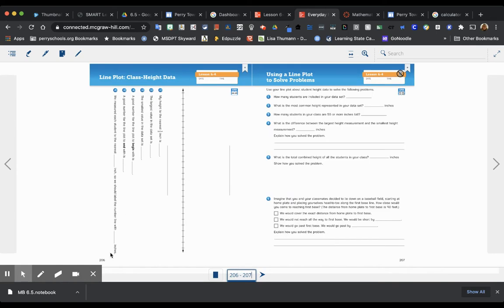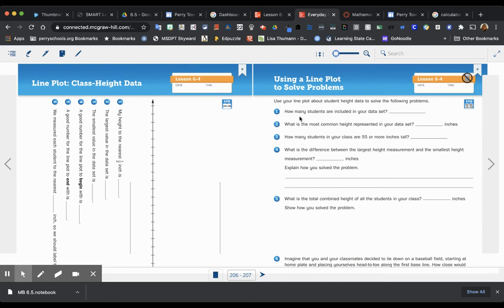Okay, so you see on 206, that was to put some line plot of our class. We're not going to be using that. You can use that to help you through these problems on 207, but we won't be doing that class height data, but you can definitely use that number chart for your work here.